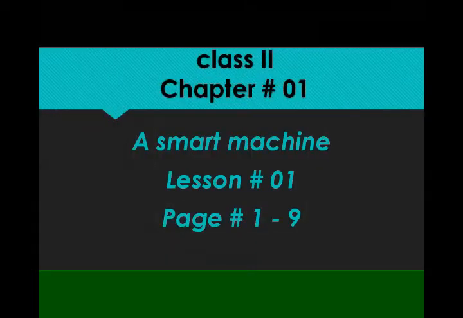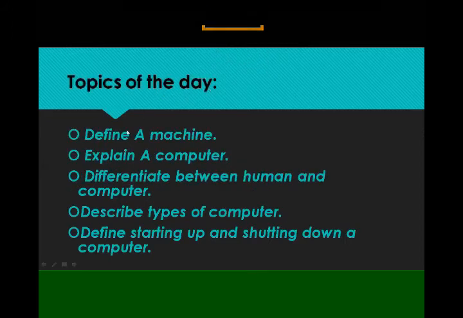Okay, now we are moving towards the chapter. So, this is our chapter number 1. Its name is A Smart Machine. And this is our lesson number 1. It is from book page number 1 to 9. The topics of the day are: define a machine, explain a computer, differentiate between human and computer, describe types of computer, define starting up and shutting down a computer. Means we will learn all these things today in this lesson.